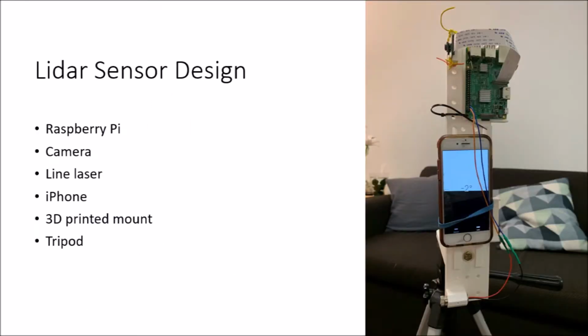For the LiDAR sensor design, the line laser is a transmitter and the camera is a receiver. The Raspberry Pi will process the data, and the iPhone acts as an accelerometer to tell the angle.